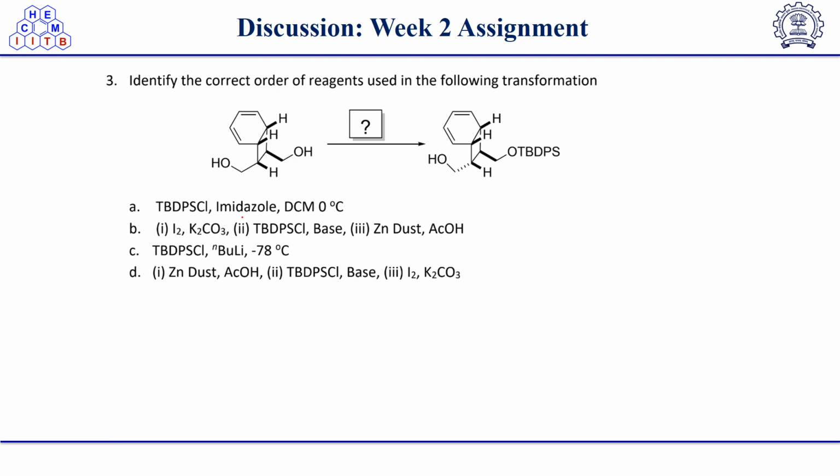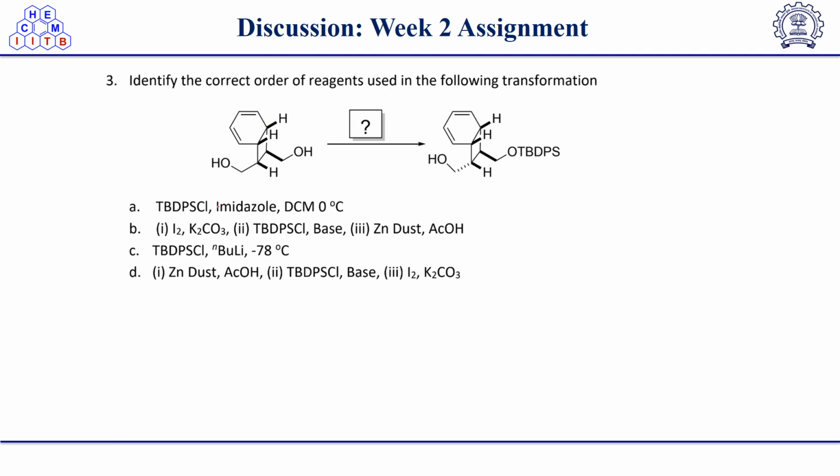Other than direct protection of this hydroxyl group with TBDPSCl, which condition would they have tried to increase the selectivity of the reaction, so that they can protect only that primary hydroxyl group? Both are primary, that's why they were facing the selectivity issue. They wanted to protect this hydroxyl group. So to improve the selectivity of this reaction, they first treated this compound with iodine and K2CO3.